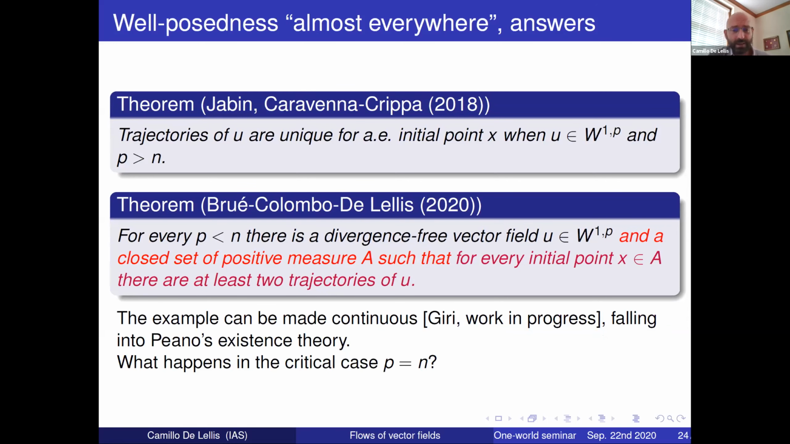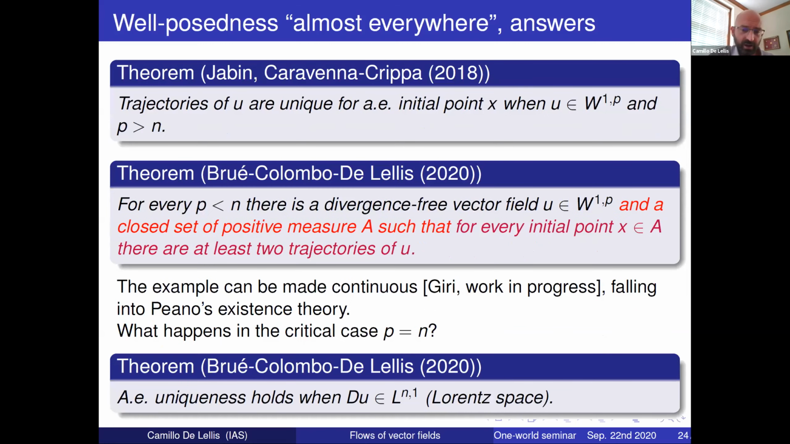Okay, so what happens in the critical case p equal n? We don't yet know, but there is at least a space which scales like W^{1,n}, but which is slightly better. So you need a refined, better summability in the Lorentz category to show that the same almost everywhere uniqueness of Jabin and Caravenna-Crippa holds in that situation.